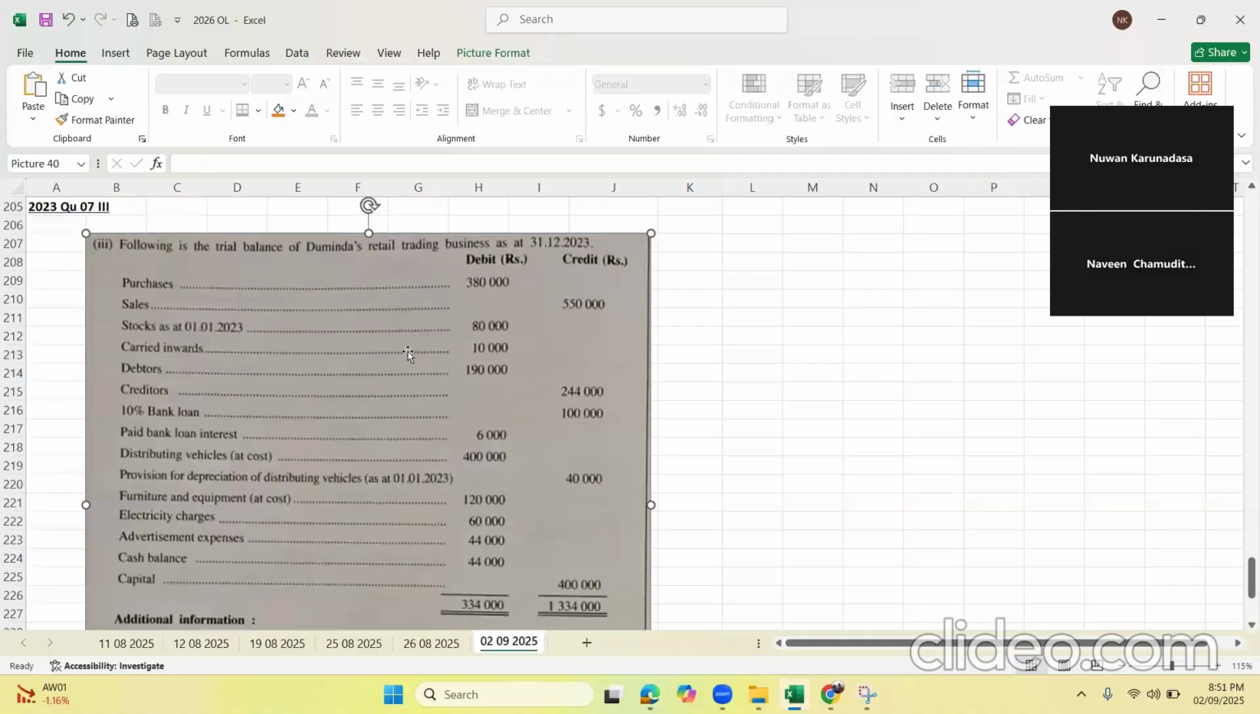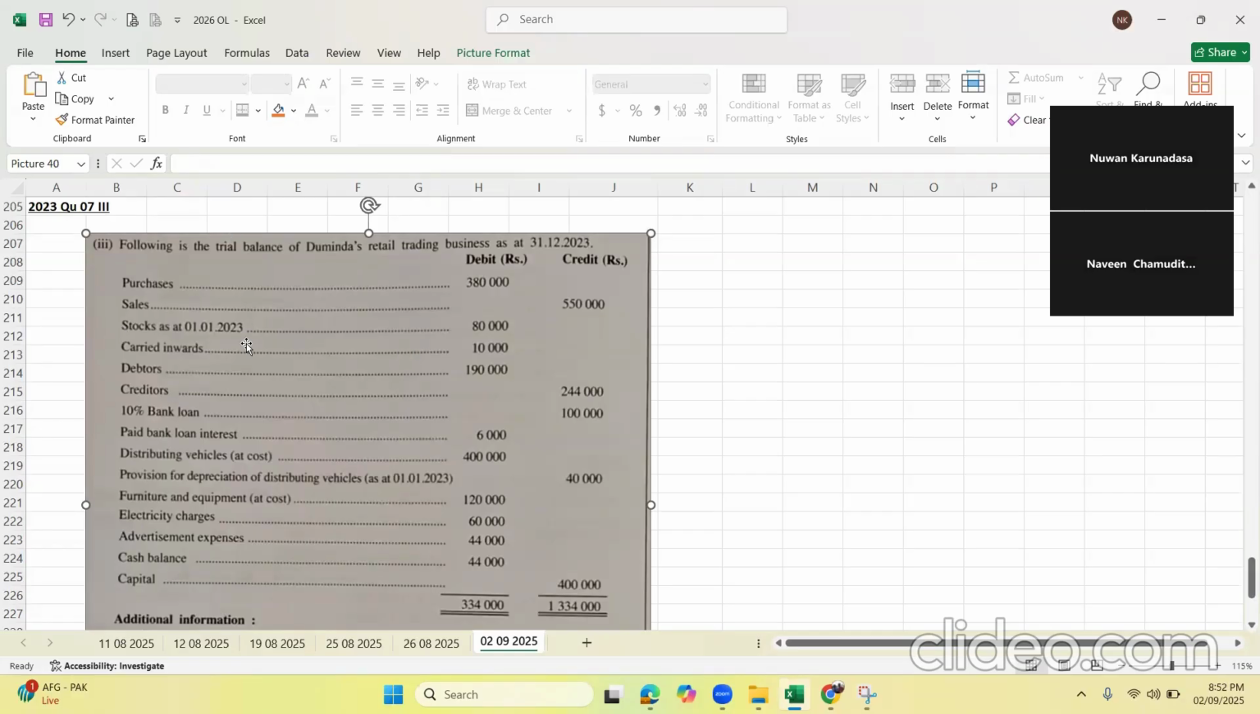Following is a trial balance. Now see, we have learned the trial balance. The input for the financial statement is, remember, the trial balance. Without the trial balance, you can't prepare a profit and loss account or the statement of financial position. To prepare those two tables, you should have a trial balance.